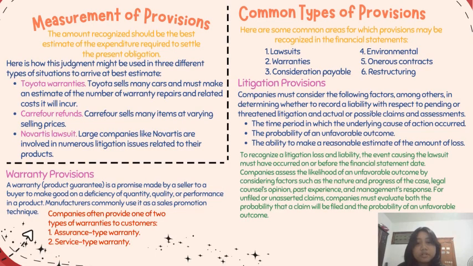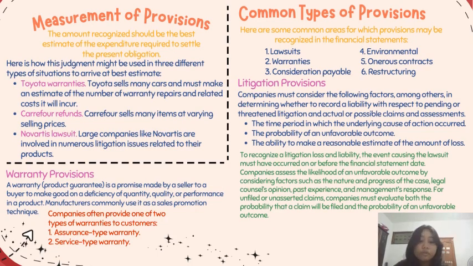and then the first one is litigation provision. Companies must consider the following factors, among others, in determining whether to record a liability with respect to pending or threatened litigation and actual or possible claims and assessments: the time period in which the underlying cause of action occurred, and the probability of an unfavorable outcome. And the last one is the ability to make a reasonable estimate of the amount of loss.